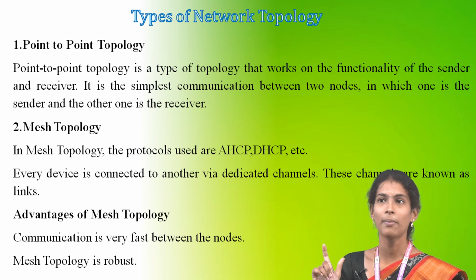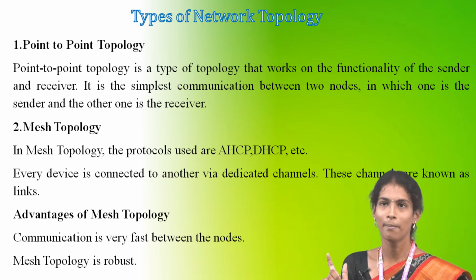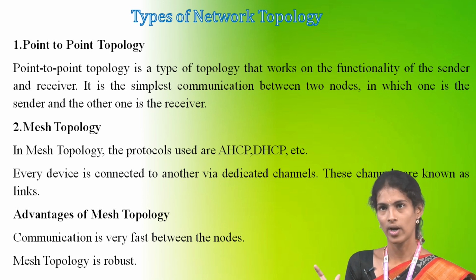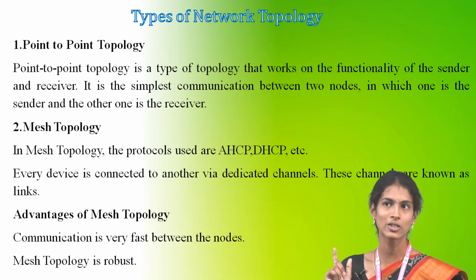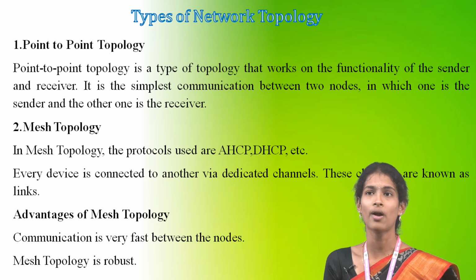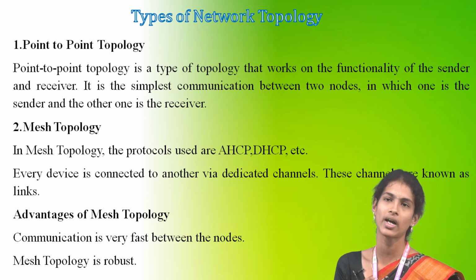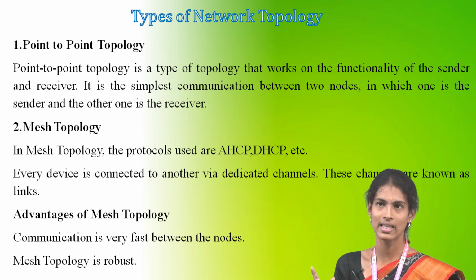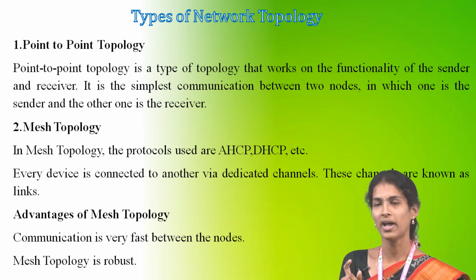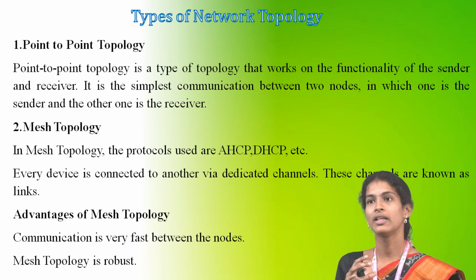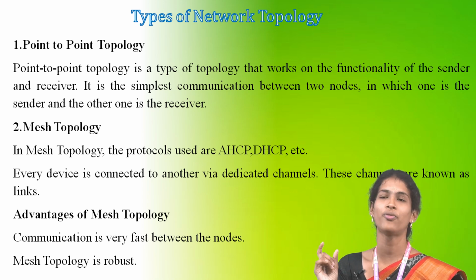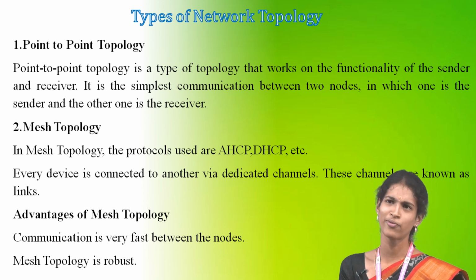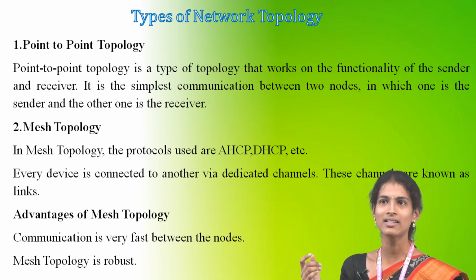So, the total number of ports required is n-1. Suppose a number of devices are connected with each other in mesh topology, then the total number of dedicated links required to connect them is nC2, that is n(n-1)/2. For example, if 5 devices are connected to each other, the total number of links required is 5×4 divided by 2, that is, the answer is 10.